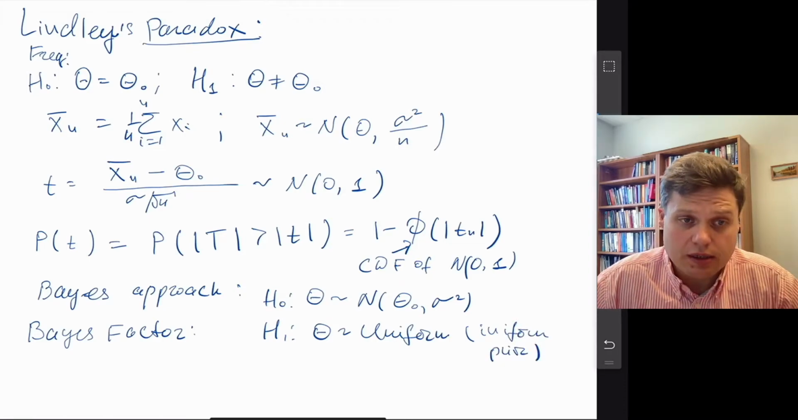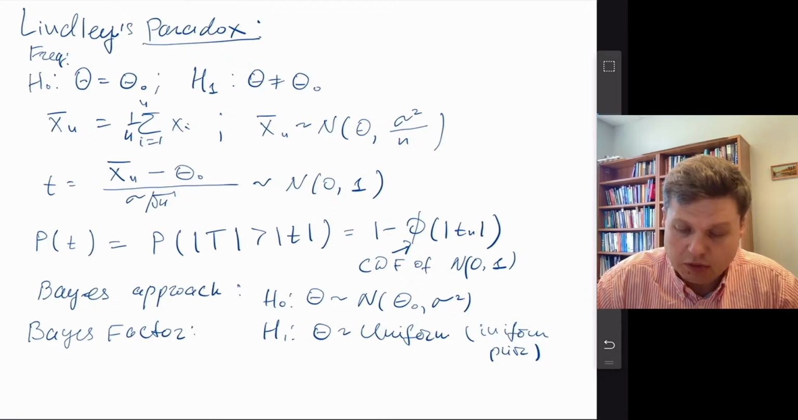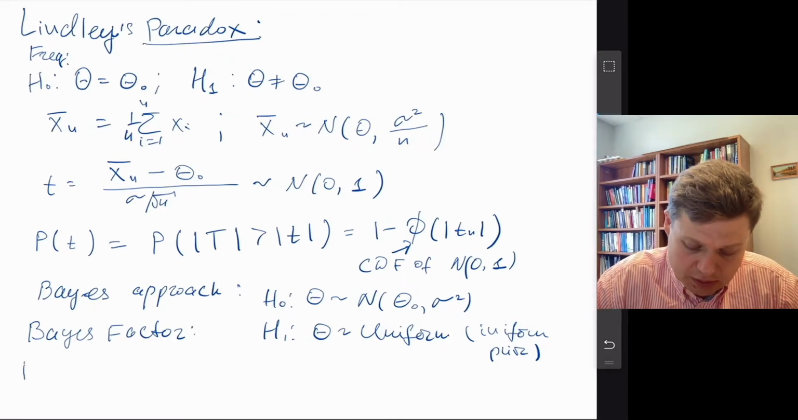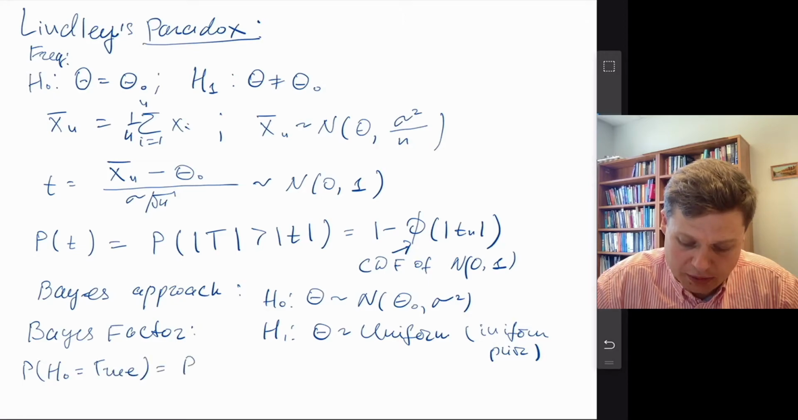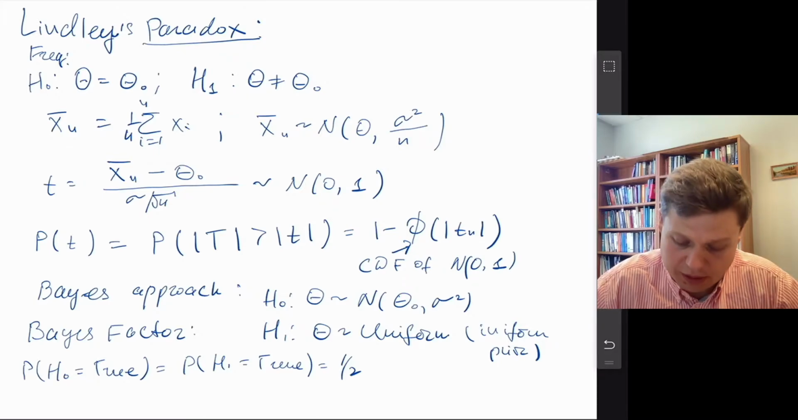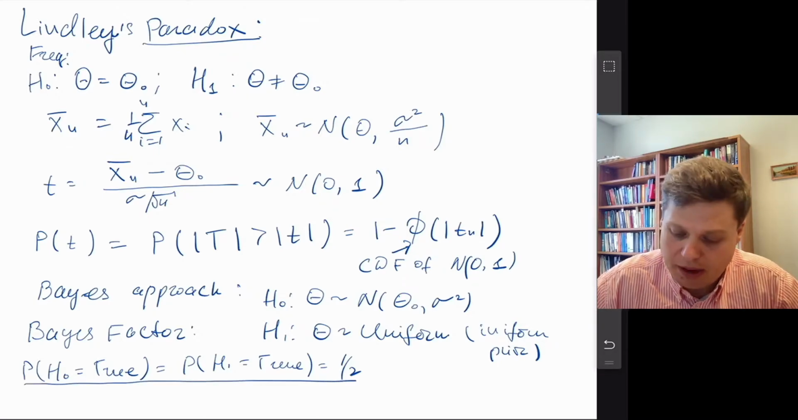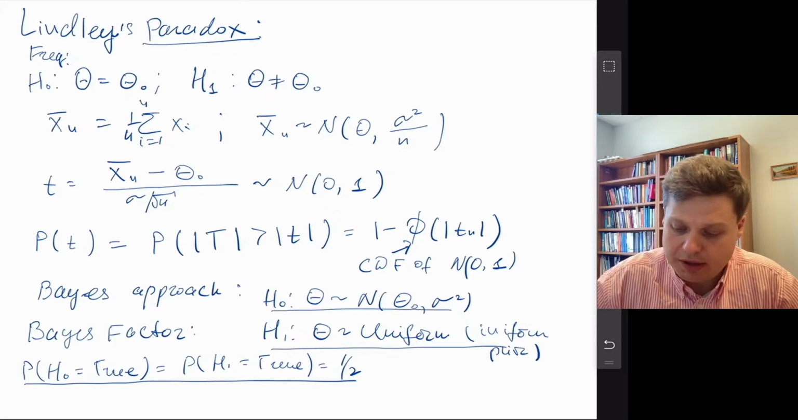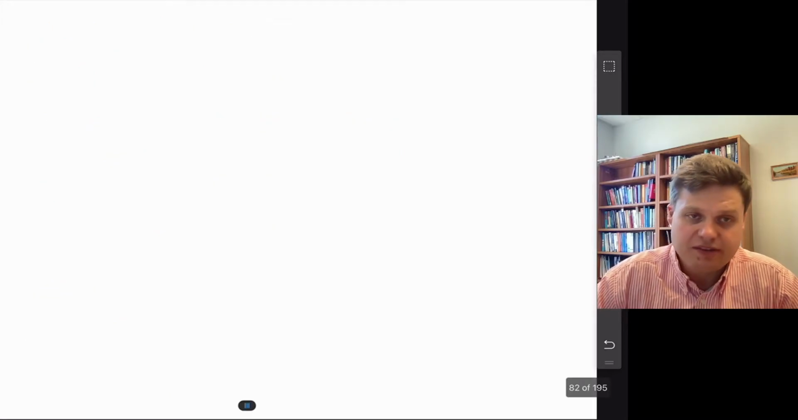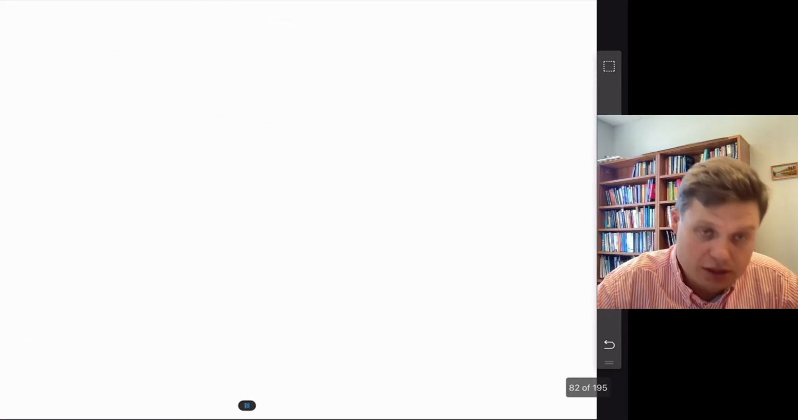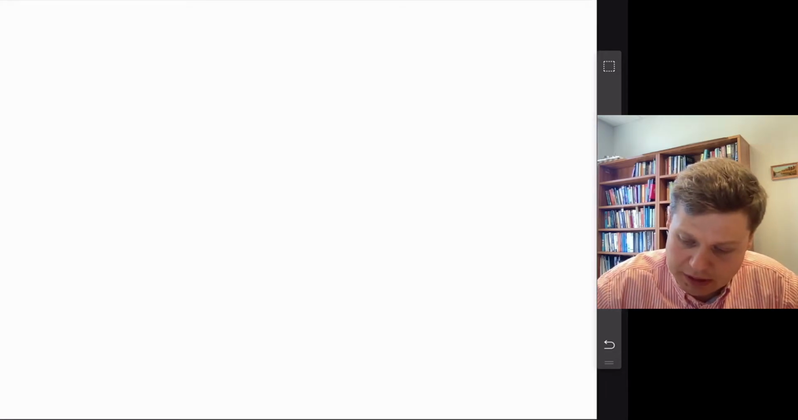And let's say that you start by assuming that both hypotheses are equally likely. So the probability that hypothesis 0 is true is equal to the probability that hypothesis 1 is true, and equals 1/2. Those are your prior probabilities. You have prior probabilities on the hypotheses, and then you have prior probabilities on theta under each of those hypotheses. And then you need to calculate this Bayes factor. The Bayes factor is just the ratio of marginal likelihoods. So let's write down what the Bayes factor is.